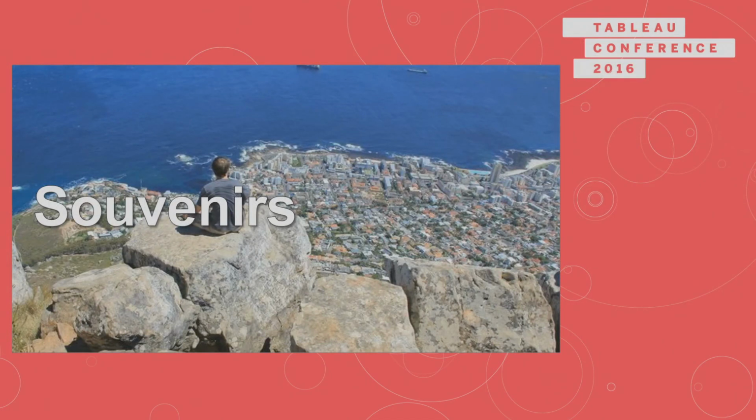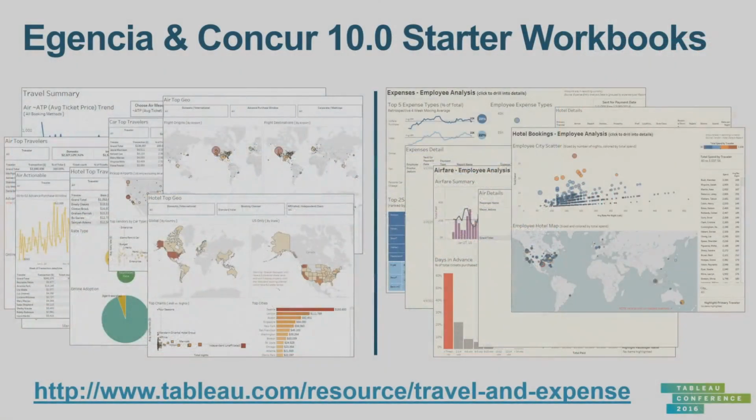So as I promised, no trip is complete without something to take home. And we are super excited to announce the availability of our first Agencia and Concur starter workbooks. We have created 2 workbooks for each source system. And it's important to note that these were built in Tableau 10 so that we could leverage some of the features and capabilities of Tableau 10. So if your organization is not using Tableau 10, you can still download these, but you will need to install an additional version of Tableau to use them until your organization migrates.